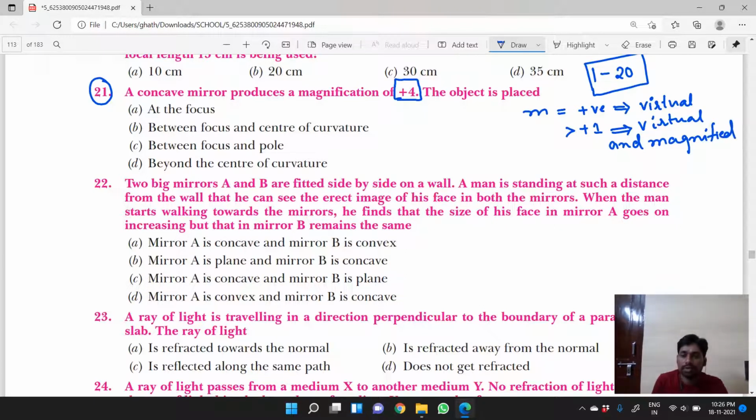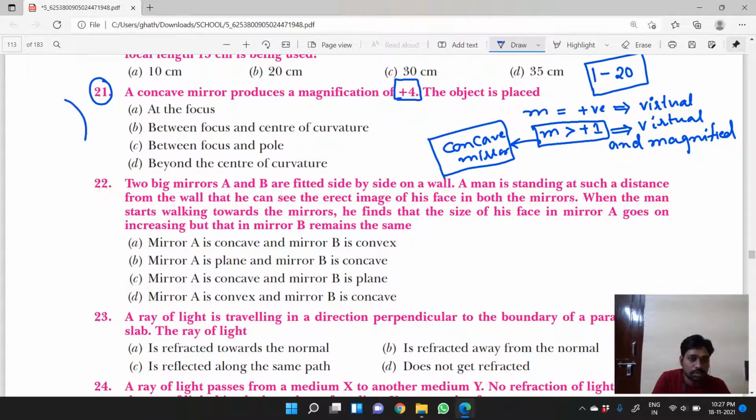In the previous video, I already told you, if a mirror is producing magnification greater than 1, that mirror is called a concave mirror. So to answer this, you should keep in mind where we have to place the object in front of the concave mirror. This is a very familiar question, and we can expect this kind of question in the exam.